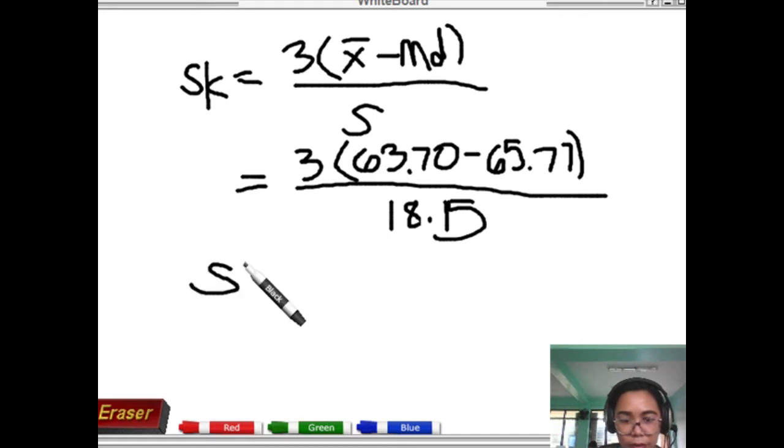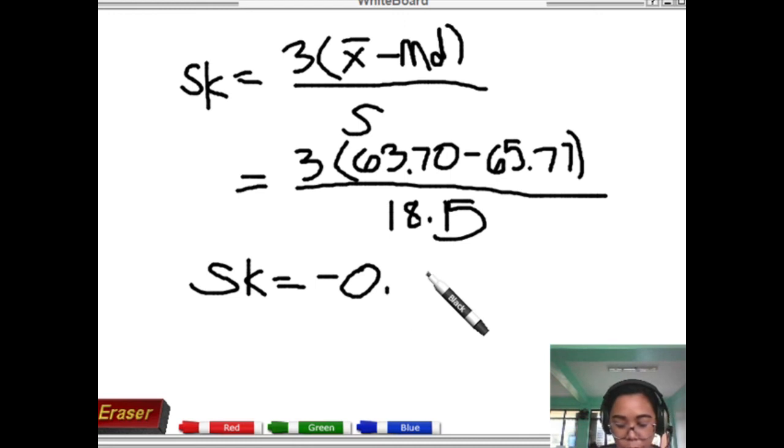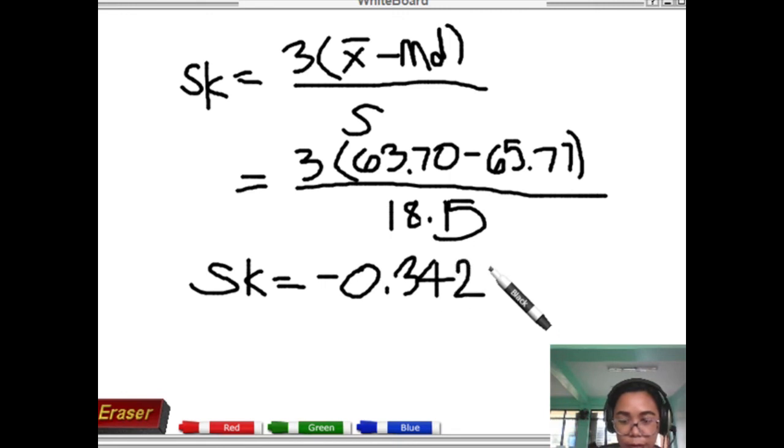Okay, so our sk is -0.3421. So that is approximately -0.3421. Okay, so therefore we conclude that the given distribution is negatively skewed since the sk value is negative.